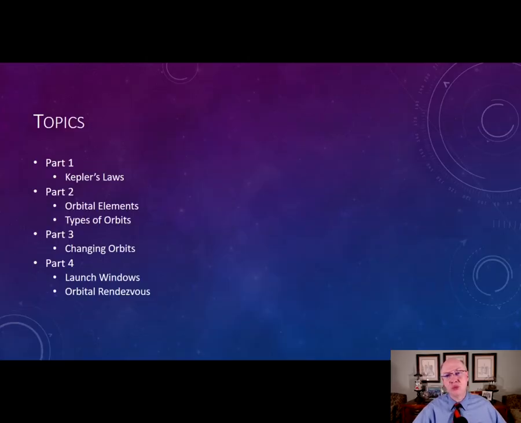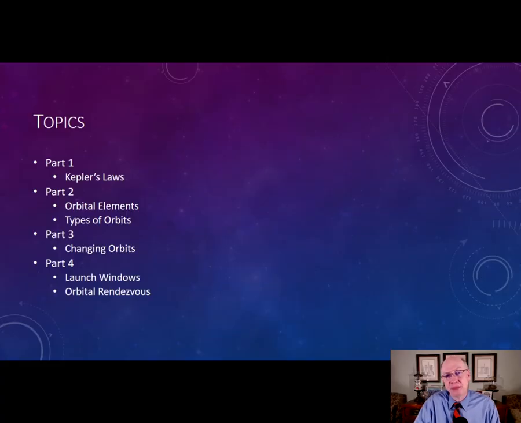In Part 1, we studied Kepler's laws of planetary motion. Kepler discovered the basic properties of orbits by studying how planets orbit our sun. You'll remember that Kepler discovered that all the planets orbit on ellipses, that when a planet is closer to the sun, it moves faster, and when it's farther from the sun, it moves slower. And then he discovered that the squares of their periods of revolution are in proportion to the cube of the semi-major axes of their orbits.